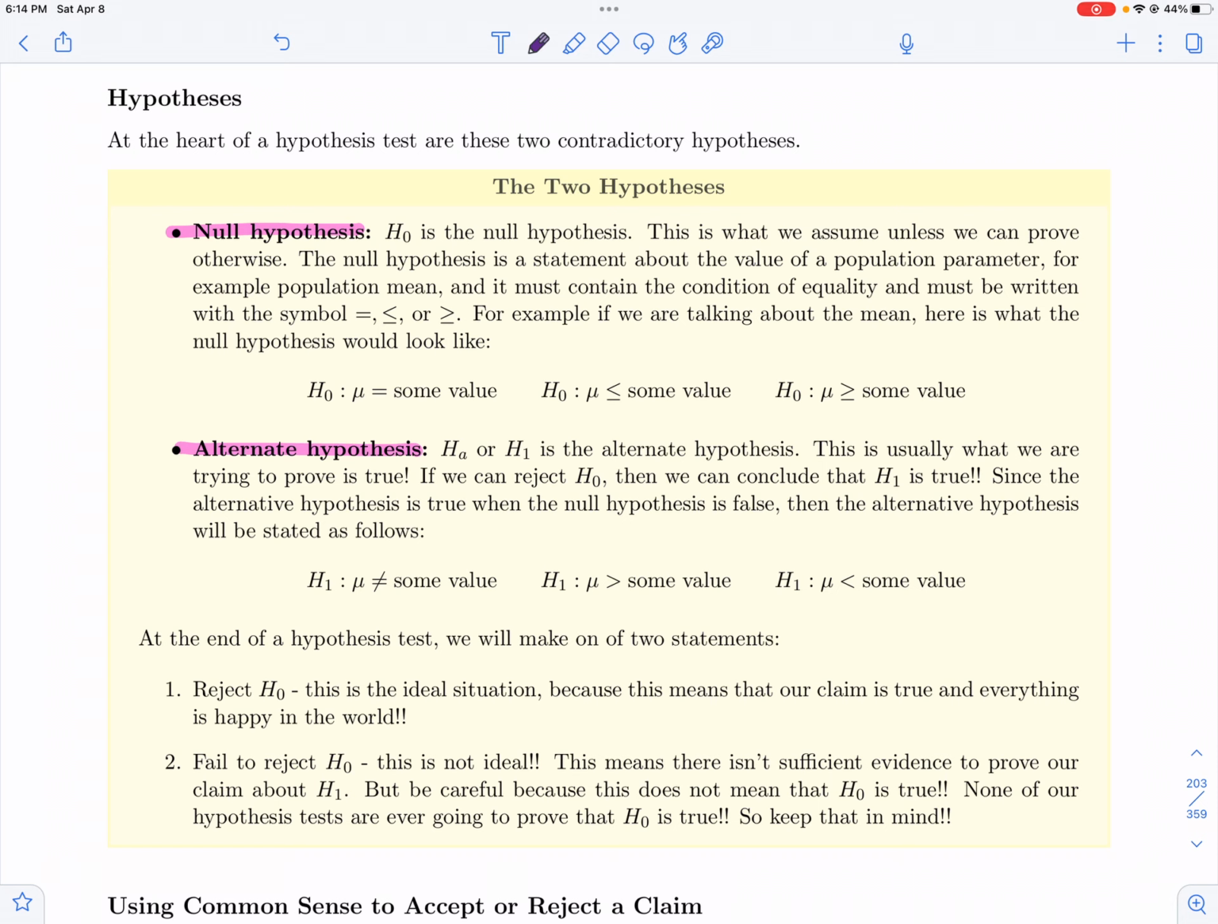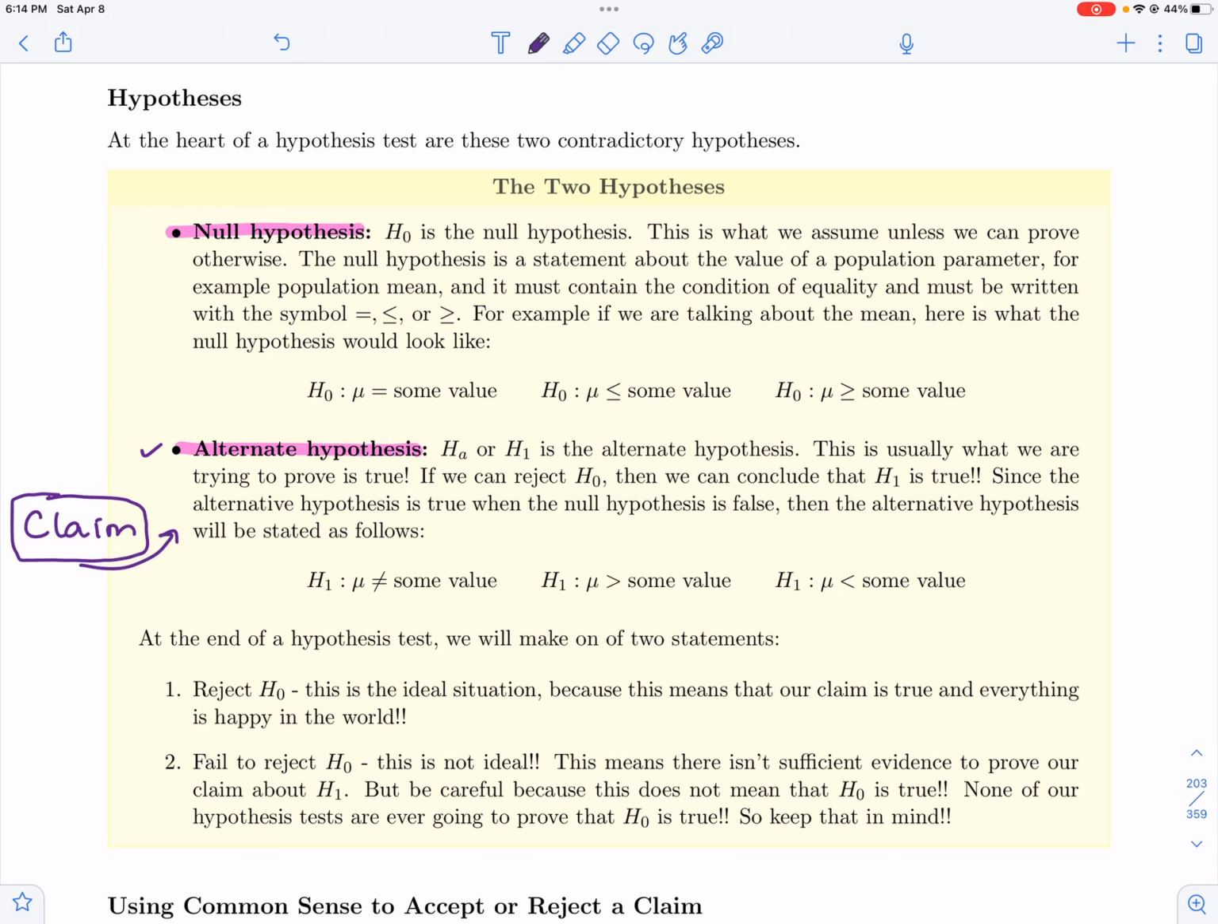When we set these problems up, we're going to set them up in such a way that whatever we're trying to prove is true, whatever our claim is, is written as our alternate hypothesis. And then the null hypothesis is just the opposite statement of that.